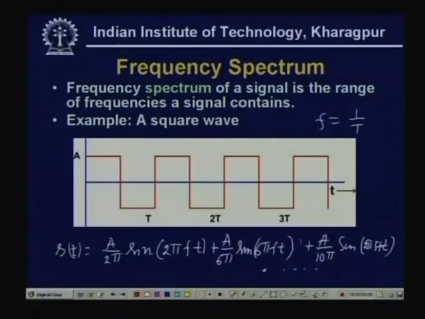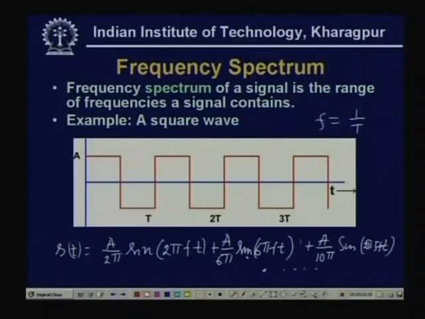However, as you can see here, the amplitude is gradually decreased, A by 6 pi, A by 10 pi, A by 12 pi, like that it will keep on falling. But however, it will have frequency components of infinite frequencies, so all the frequency components starting from f to infinity. However, the components of higher frequencies will be lower. So, these are known as harmonics. This is the third harmonic, this is the fifth harmonic, it will have seventh harmonic, ninth harmonic and so on, with increasingly lower amplitude.